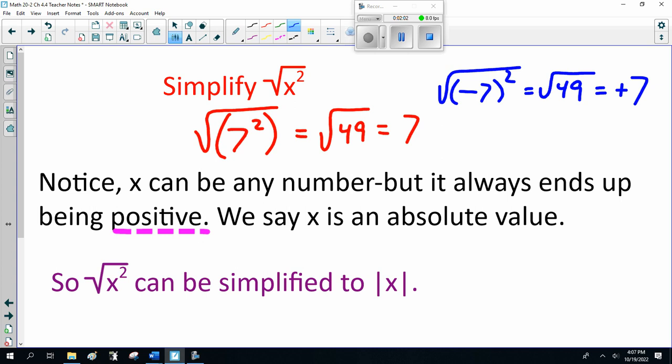So the square root of x squared can be simplified to the absolute value of x. Technically, x is some number, like minus 7. We square it, we square root it, we get the absolute value of that number, which is just 7. Remember, absolute value is how far you are from the origin, or it's just the positive version of the number. Okay?